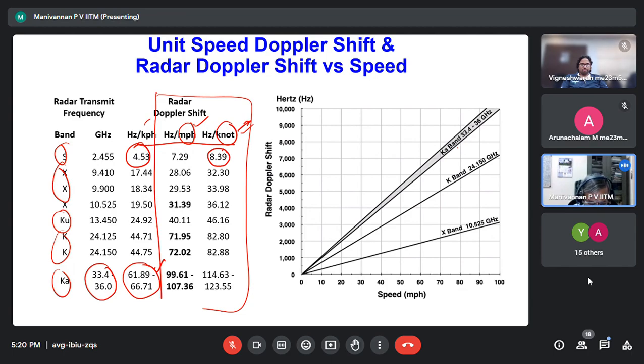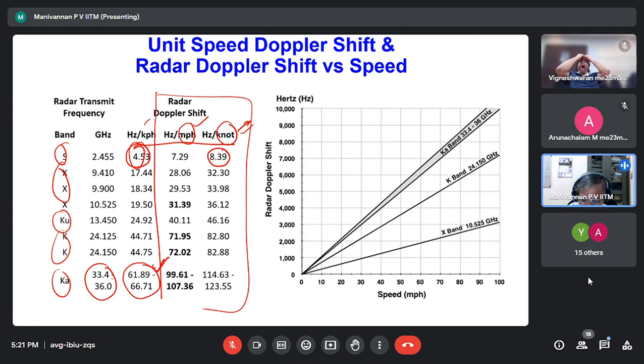Okay. So you understand, the higher the broadcasting frequency, the better the resolution of velocity detection. A minimum speed change, 50 to 50.1, can be easily detected here compared to this radar, because per kilometer 61 hertz is changing. It is better.